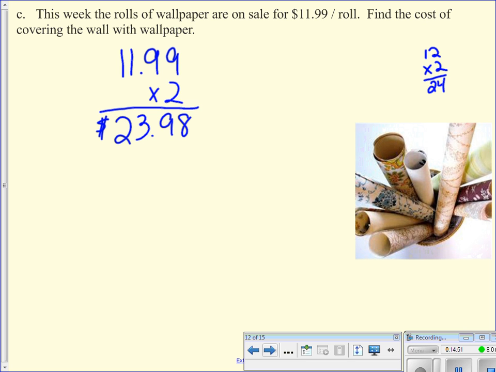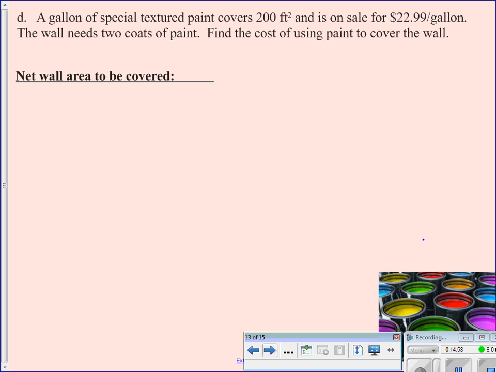But that was the wallpaper. Maybe painting would be cheaper because we want to save money here. So a gallon of special textured paint covers 200 feet squared and is on sale for $22.99 a gallon. But we need two coats of paint. Oh. Because it just seeps right into the wall. You have to put a second coat on it, okay? So find the cost of using paint to cover the wall.